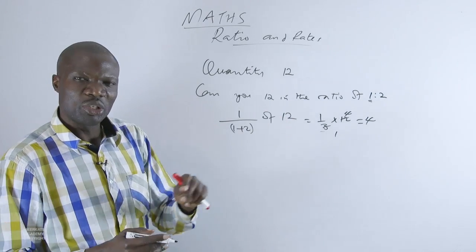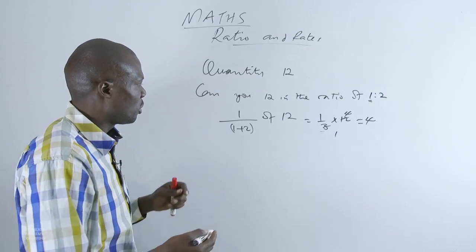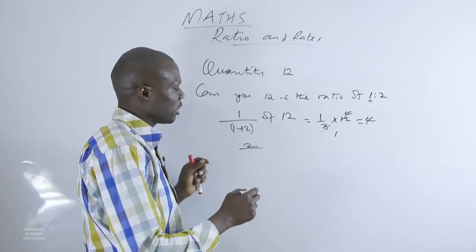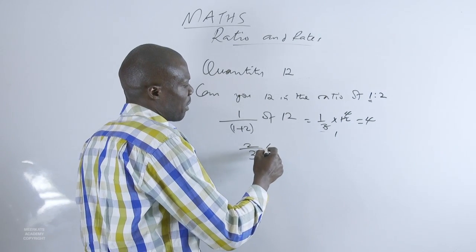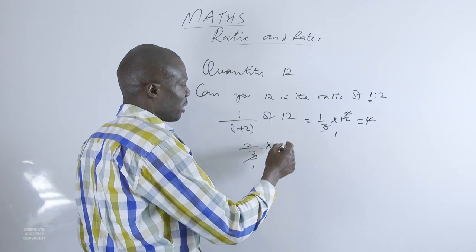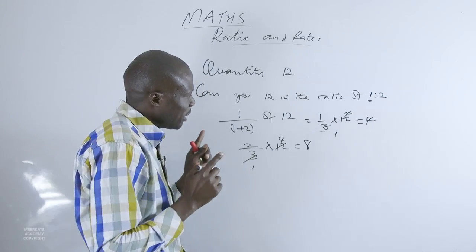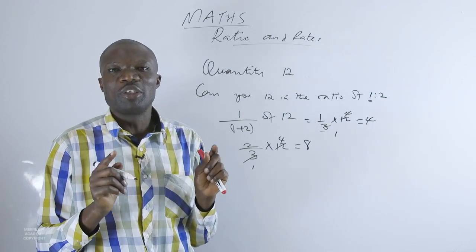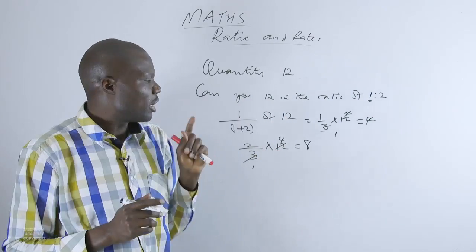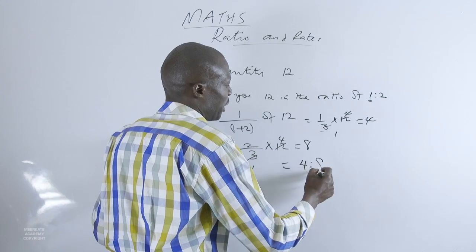The ratio was 1 to 2. So the second one will be 2 over the total ratio, which is 1 plus 2 is 3, multiplied by 12. 2 over 3 times 12 is 8, and 1 over 3 times 12 is 4. So we are saying that if we choose to divide 12 in the ratio of 1 to 2, then we shall have it as 4 to 8.